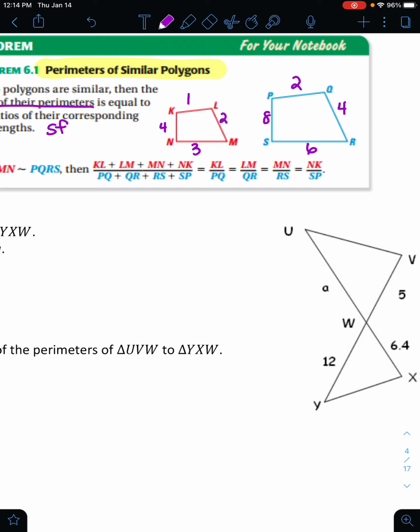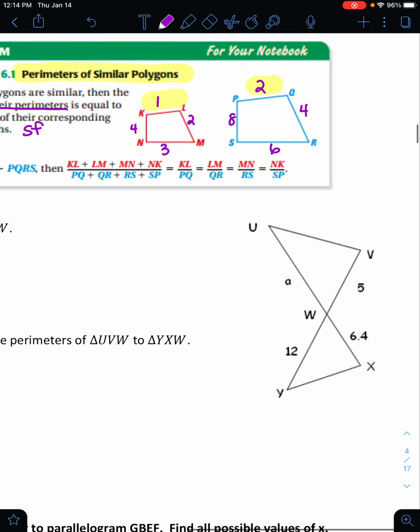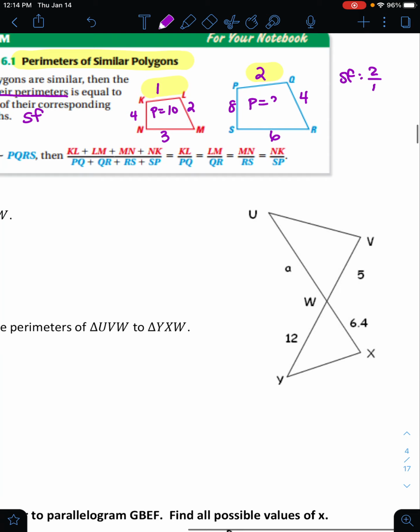So, scale factor. Now, if I'm going from 1 to 2, obviously that is a doubling effect. So I would say that my scale factor here is 2 over 1, or 2, because I should be able to take the red one and multiply by the scale factor to get all of the blue lengths. So let's look at the perimeter of each separately. If I add all these sides together, 1 and 2 is 3, plus 3 is 6, 7, 8, 9, 10. Now the perimeter of the blue one: 2 and 4 is 6, plus 6 is 12, 12 and 8 is 20.